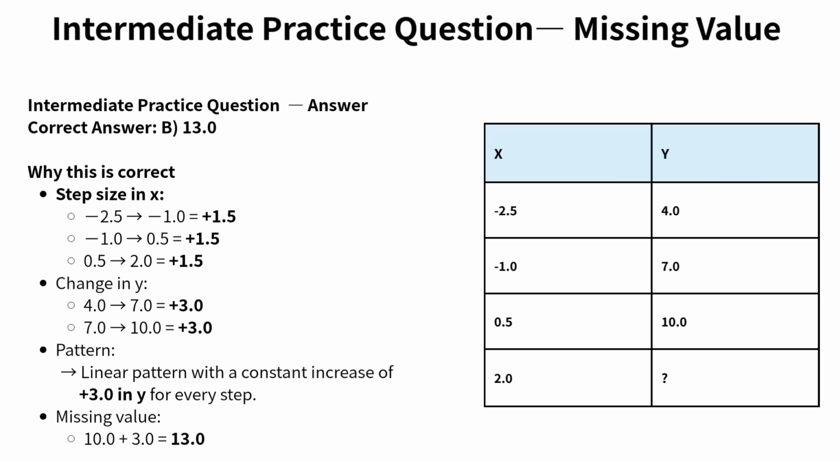The last known Y value is 10.0. Add the same change, which is plus 3, and you get 13.0. Therefore, the missing value in the table is 13. This method, checking the change in X, then the change in Y, works even when the numbers look complicated. It's one of the most reliable strategies for SAT table questions.